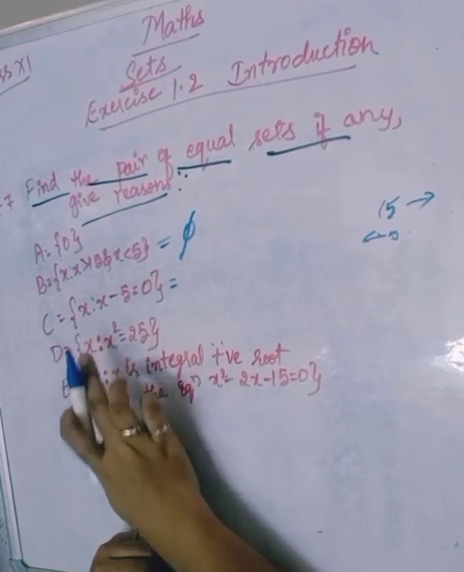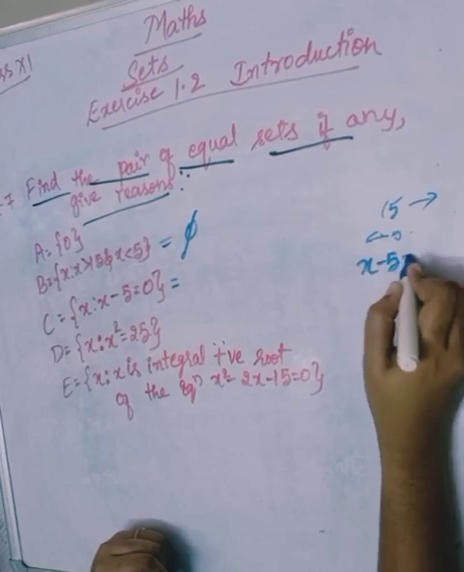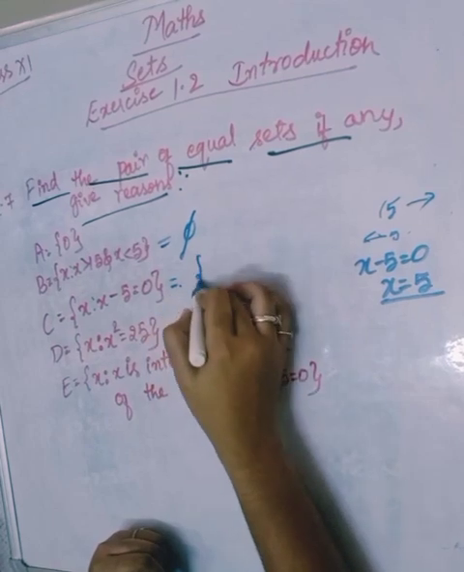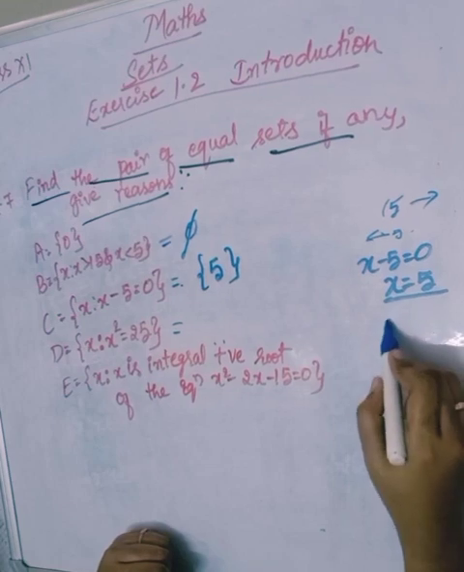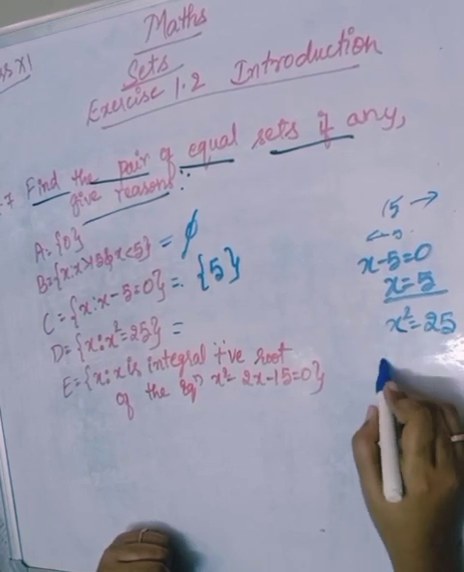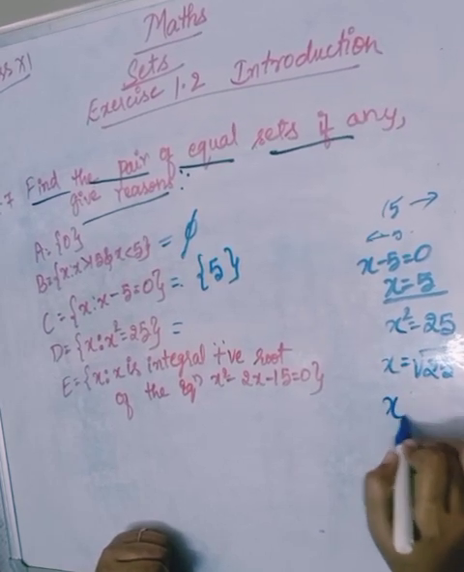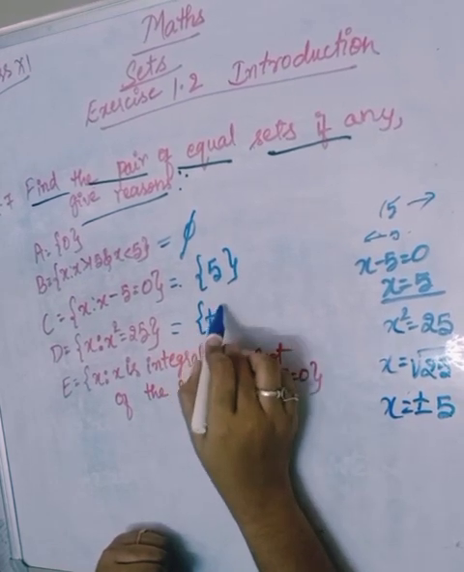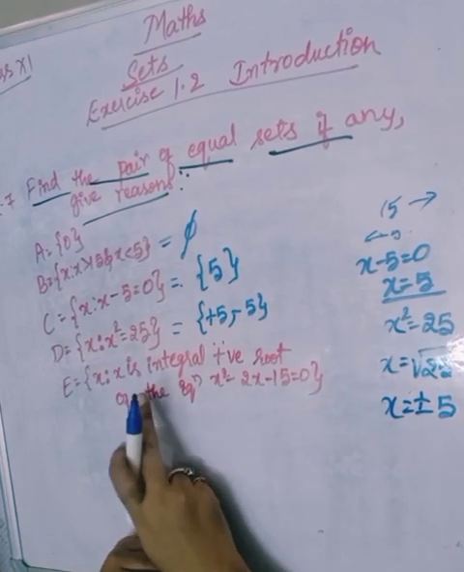They gave C equals {x : x - 5 = 0}. That means we have x - 5 = 0. By simplifying we got x = 5. So therefore C we got {5}. Next one we have D equals {x : x² = 25}. So by simplifying we'll get x equals the square root of 25. Therefore we'll get x equals plus or minus 5. So therefore what we'll get? {+5, -5}.